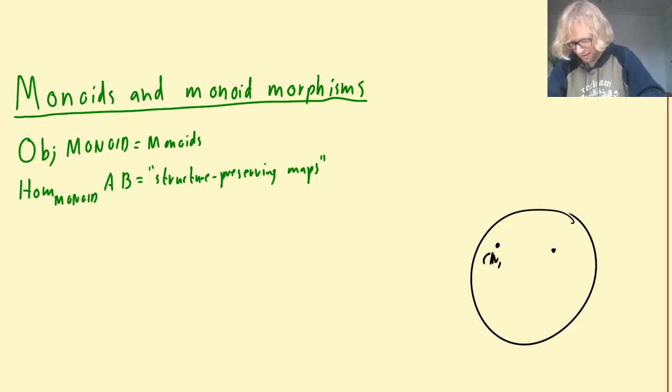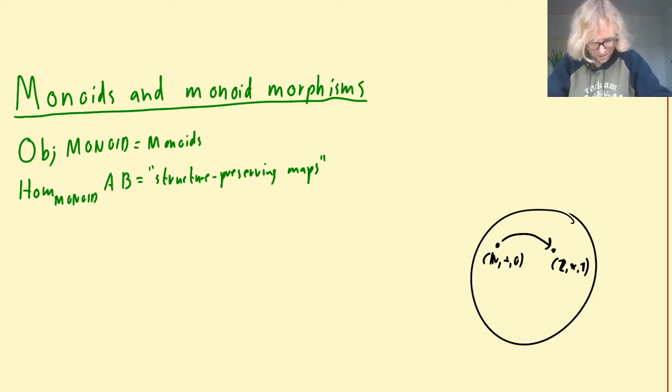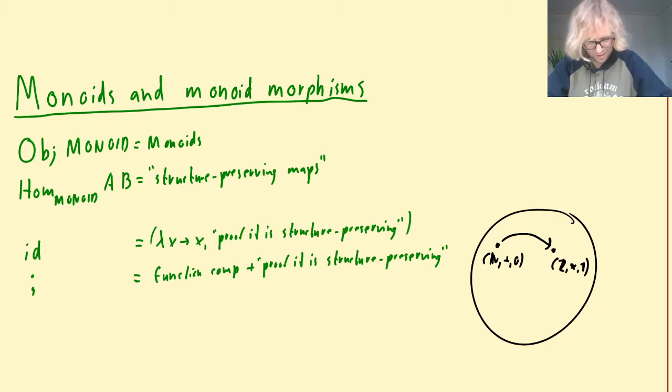So this could be the natural numbers with plus and 0, and this could be the integers with times and 1, for example, and there's many other monoids, of course. And then the arrows between these things are functions between the underlying sets that preserve this structure in an appropriate sense. Okay, and then we can make the identity to be the underlying identity function plus a proof that it is structure preserving, and we can make a composition the underlying composition with a proof that it is structure preserving.